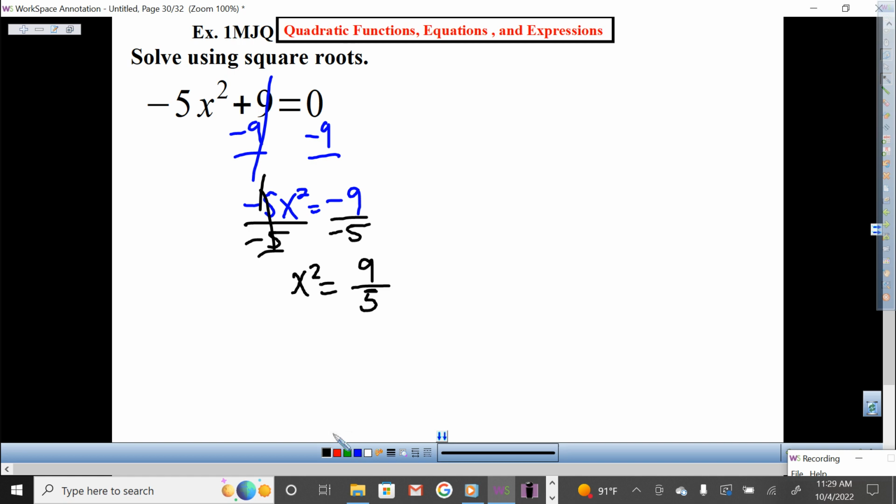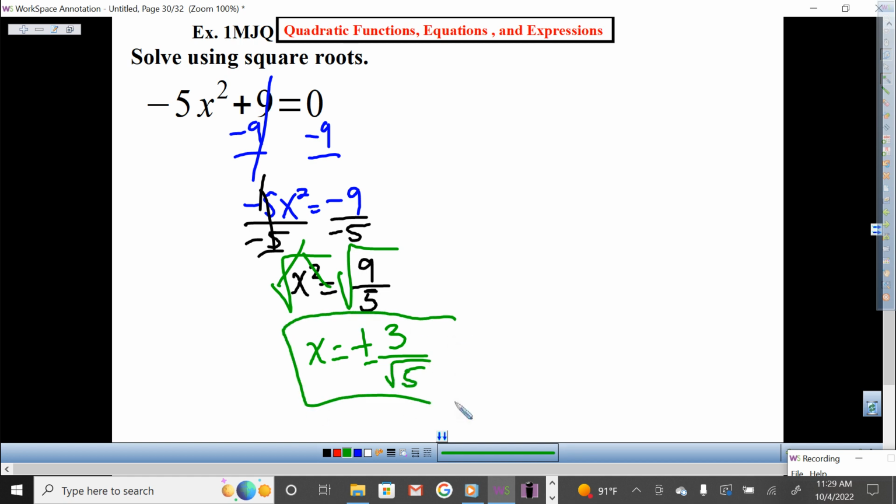Next, Diego. Square root, x equals plus or minus. What is the square root of 9, guys? 3. What is the square root of 5? Not a nice decimal, so we're going to leave it as a radical, square root of 5. For right now, we'll leave it like that. Eventually, I'm going to show you that we cannot leave a radical or a square root in the denominator of a fraction, but we'll get to that pretty soon. However, the process is still the same.